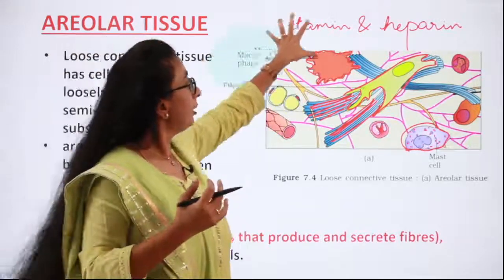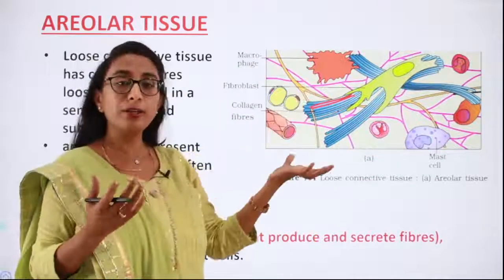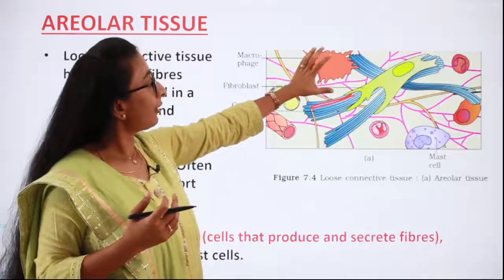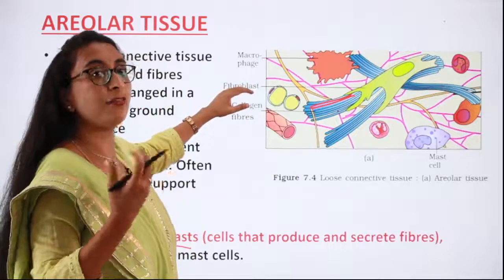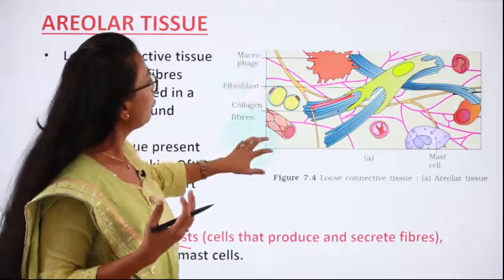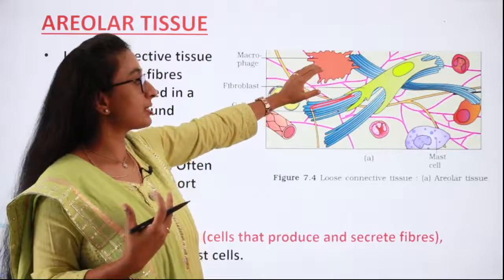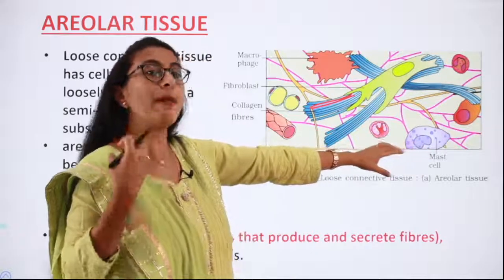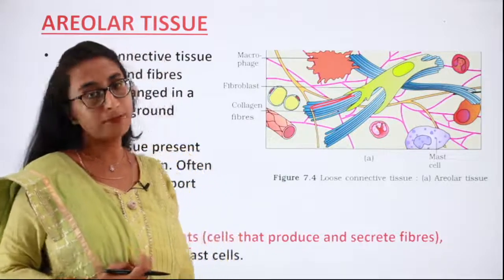So shall we recall the different components of the areolar tissue? In the areolar tissue, you can find a ground substance or matrix in which you will find cells like fibroblasts, which secrete proteins called fibers. Then you have macrophages, which destroy bacterial cells and are a part of our immune system, and mast cells, which are granular in nature, are also a part of our immune system and secrete histamine and heparin. Fine.